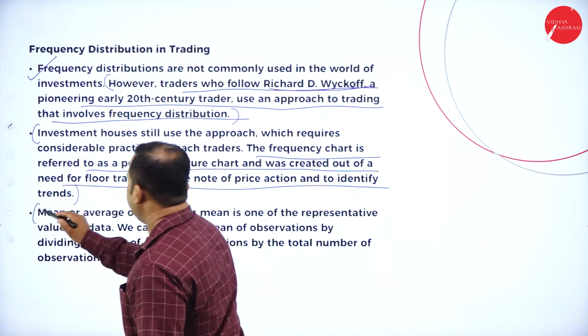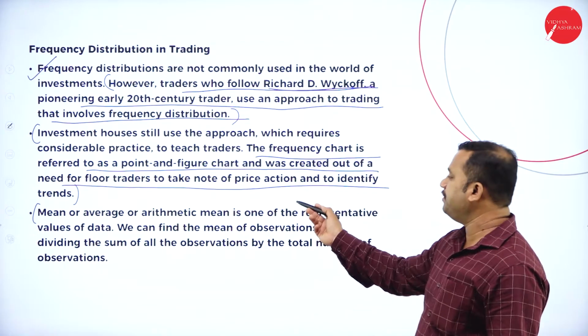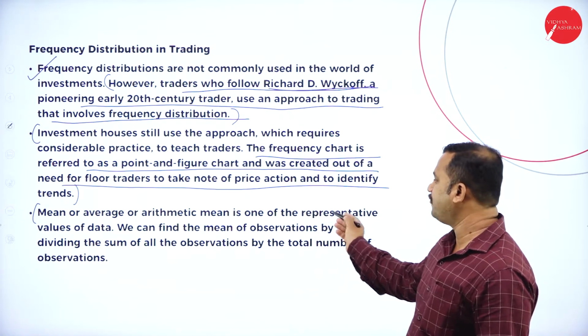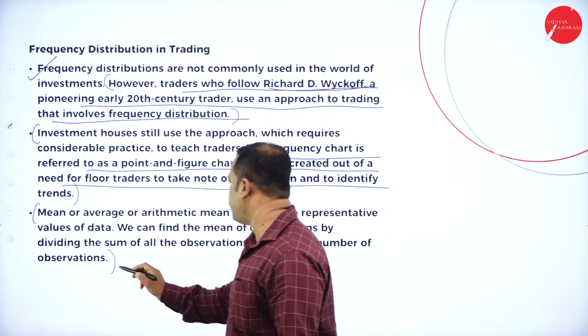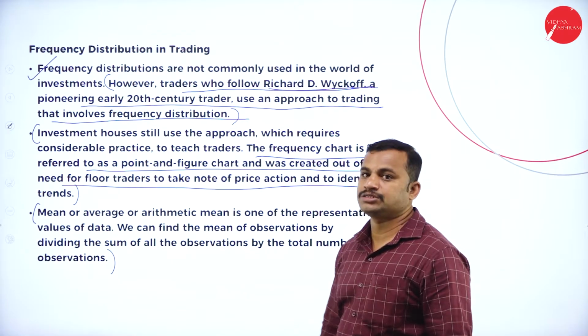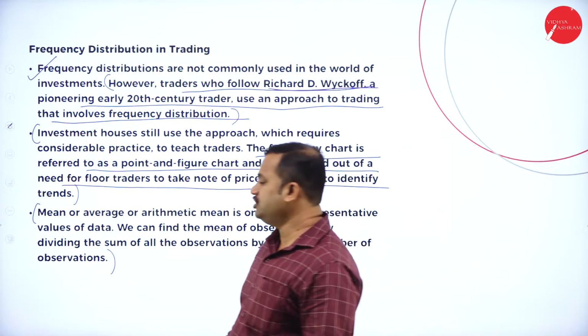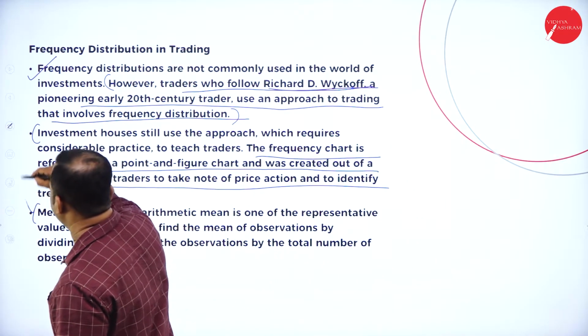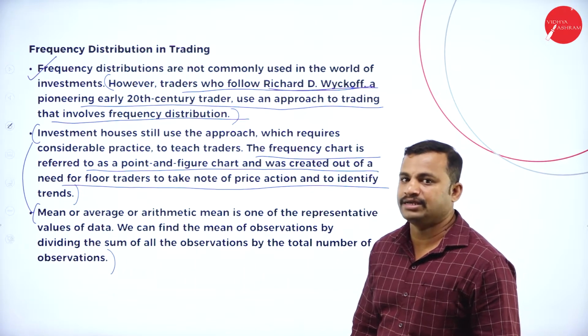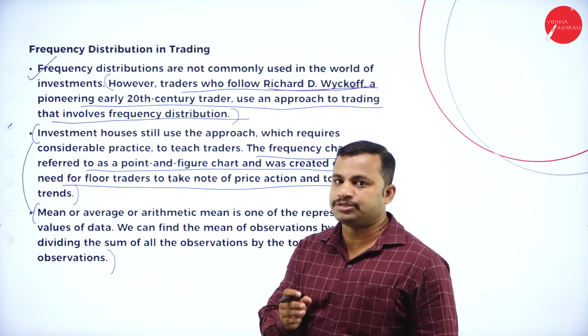Then, mean, or average, or arithmetic mean, is one of the representative values of data. We can find the mean of observations by dividing the sum of all the observations by the total number of observations. That is, the mean is one of the important criteria which they considered in the earlier days of the 20th century for the purpose of trading.